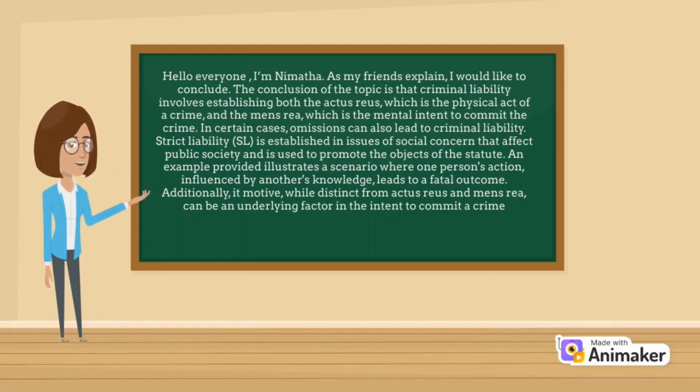Strict liability, SL, is established in issues of social concern that affect public society and is used to promote the objects of the statute. An example provided illustrates a scenario where one person's action, influenced by another's knowledge, leads to a fatal outcome. Additionally, motive, while distinct from actus reus and mens rea, can be an underlying factor in the intent to commit a crime.